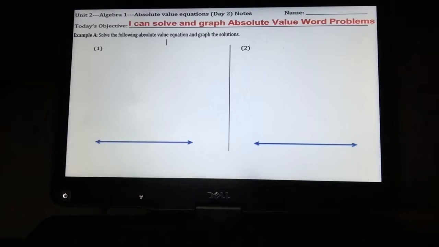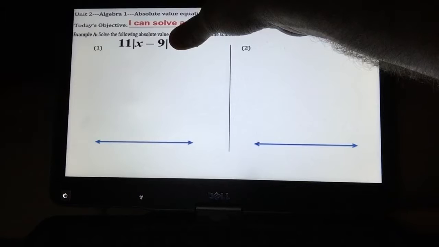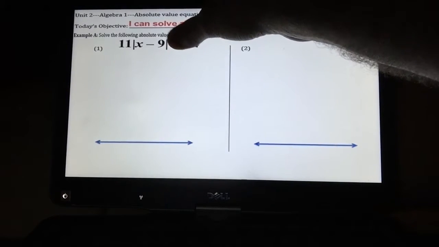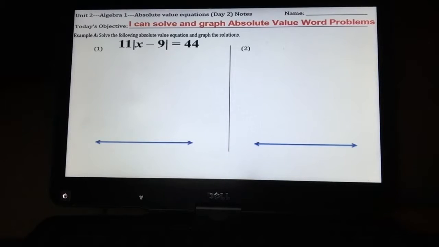Now before we actually start getting to the word problems, let's just get some more experience with what we did yesterday. Alright, now for number 1, we have 11 times the absolute value of x minus 9 equals 44. Remember, I told you guys to always cover up the equals and see if the absolute value is by itself, and it's not because you can see that there's an 11 outside of the absolute value. So we got to get rid of that 11. So what we're going to do is divide both sides by 11, and that's going to allow me to cancel it out on the left side, and on the right side, 44 divided by 11 equals 4.